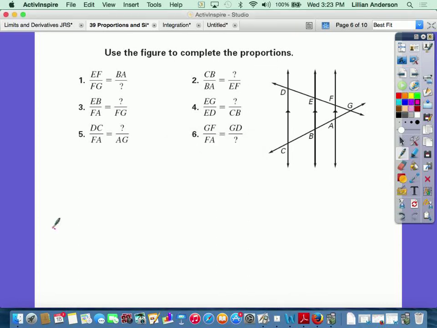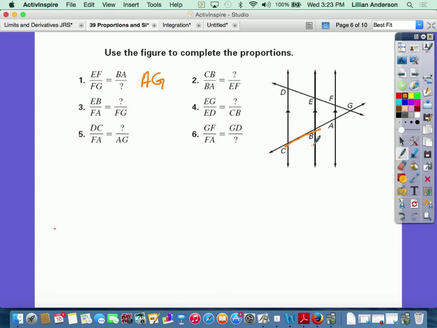Okay, so hopefully you tried some of these problems. So we're going to go through the answers real quick. So first, it says that EF over FG is equal to BA over what? Well, if we're matching up the parts, then the answer here would be AG. And then you repeat this process all the way through, okay?